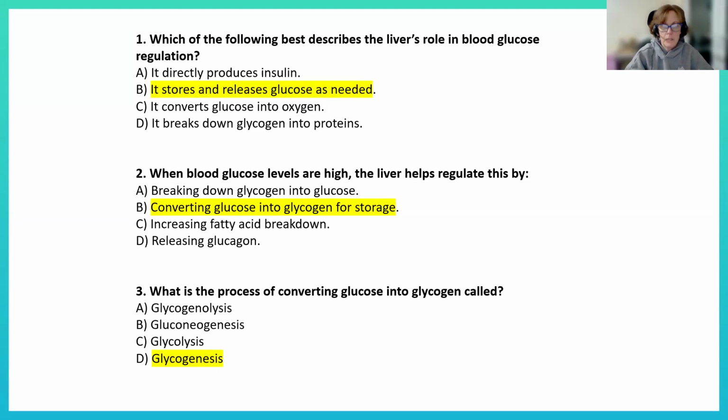If blood glucose levels are too high, the liver will regulate this by converting glucose into glycogen, which is how humans and animals store their carbohydrates. And the process of converting glucose into glycogen is called glycogenesis. So genesis, to make, glyco for glycogen.